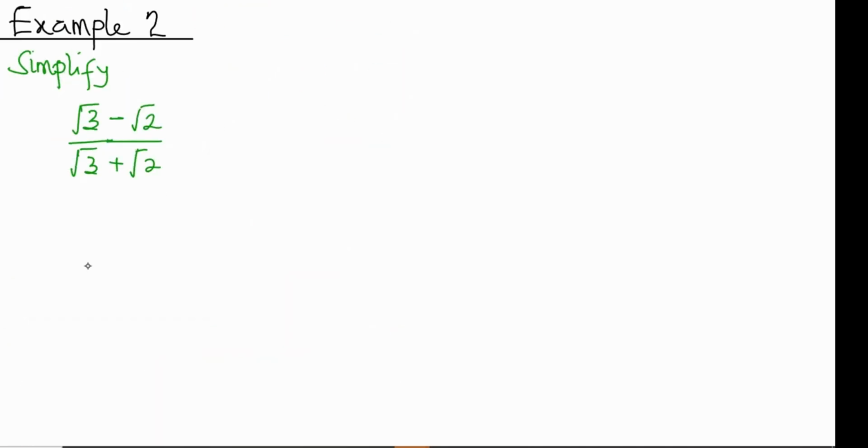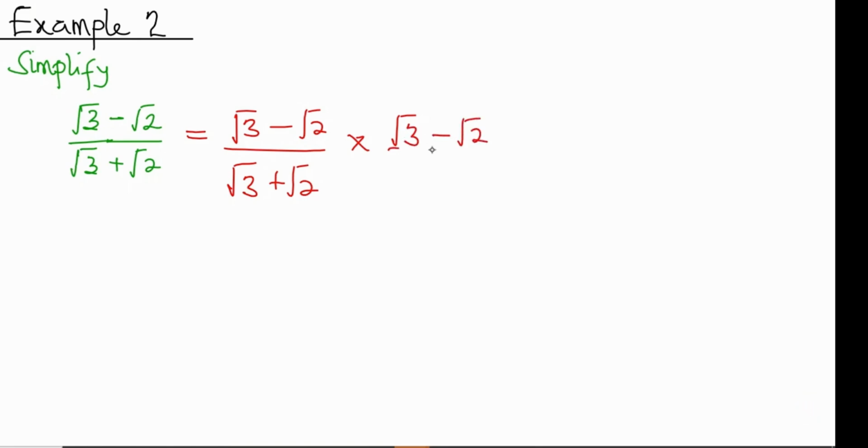So example 2 says that we should simplify square root of 3 minus square root of 2, all divided by square root of 3 plus square root of 2. In solving this, we have square root of 3 minus square root of 2 divided by square root of 3 plus square root of 2. Now in rationalizing, we have to find the conjugate. Conjugate means that we change the sign in between the two terms here. So multiply by square root of 3, that is we rationalizing and finding the conjugate, divided by square root of 3 minus square root of 2.